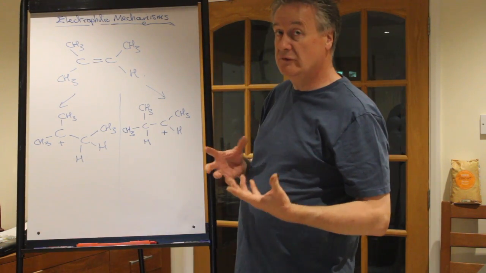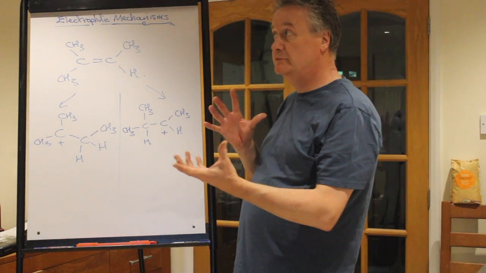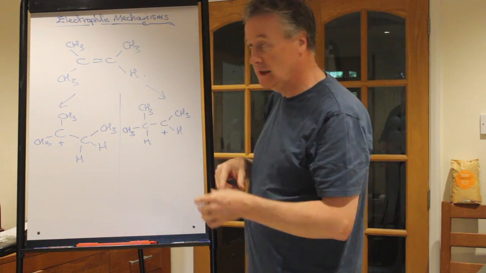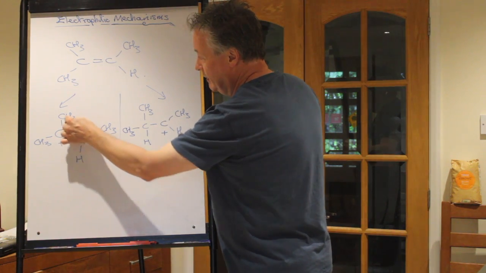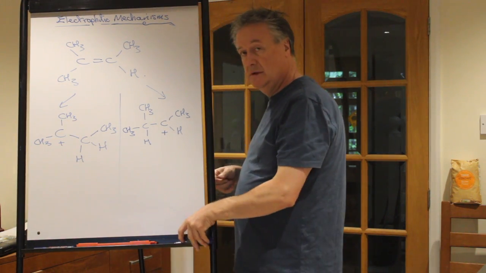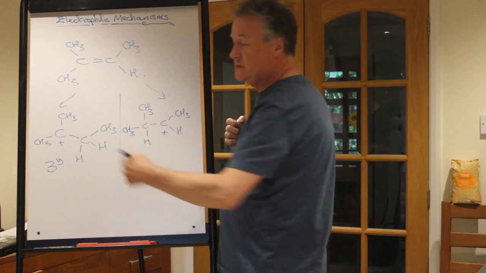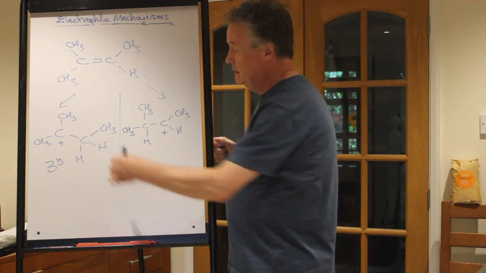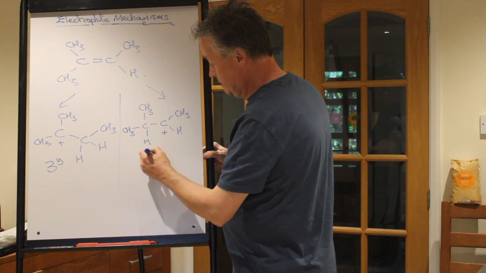Well, neither of them are primary for a start, so this would mean that the percentage difference between major and minor get closer together. This one, 3 carbons attached. Tertiary. Tertiary is better than secondary, is better than primary, so that'll be the major, or the major carbocation, and therefore leads you on to the major product.